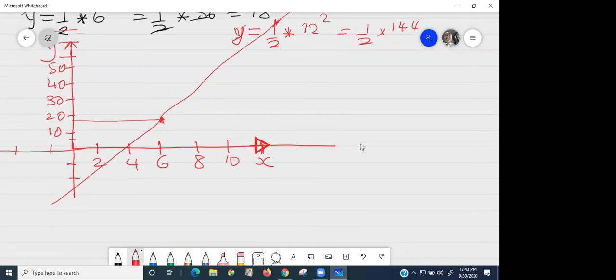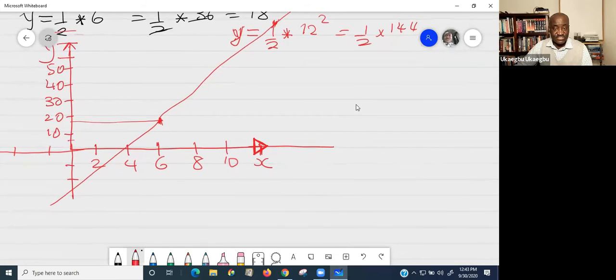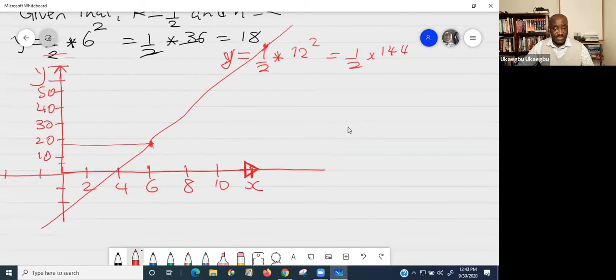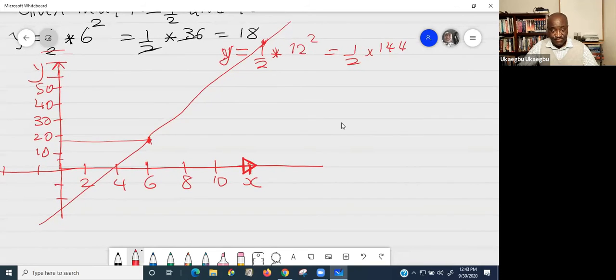Can you repeat that again, please? I said if it is a straight line and it is increasing from left to right, then that's a direct variation. Another way of saying it is if the slope is positive, then that's a direct variation. If the slope is negative, then that's an inverse variation.